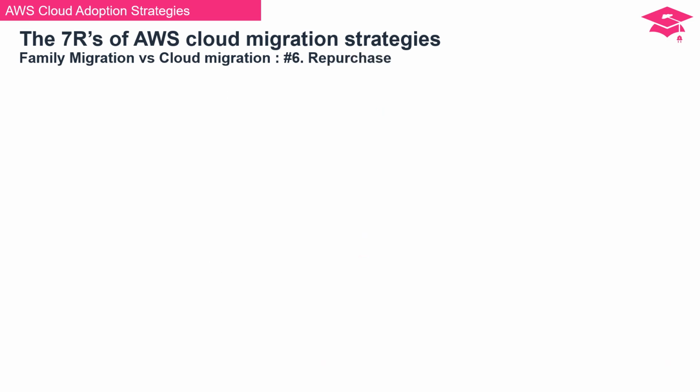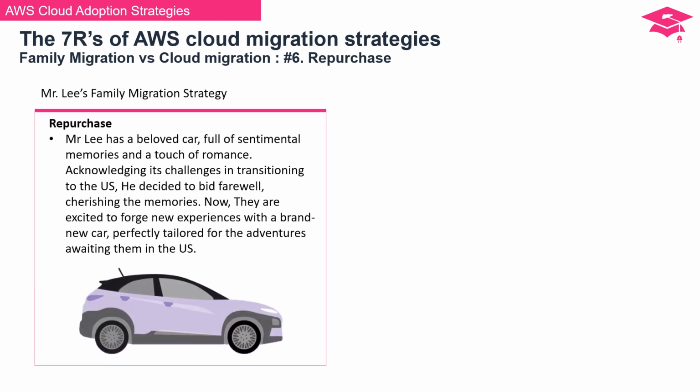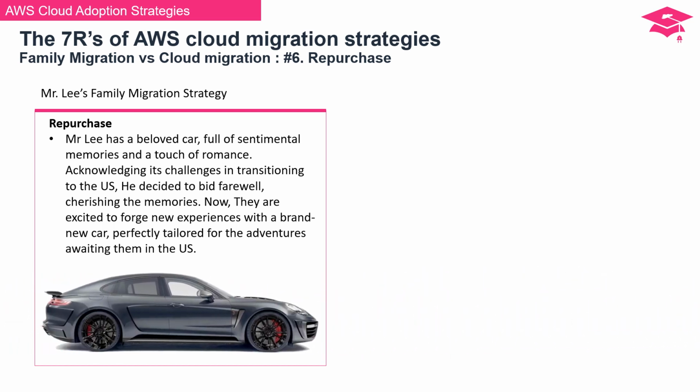Next, we explore the sixth R, repurchase. Picture Mr. Lee with a beloved car, filled with sentimental memories and a dash of romance. Recognizing the challenges it poses in transitioning to the US, he makes the heartwarming decision to bid farewell to the old companion, cherishing the memories. The family is now eagerly looking forward to crafting new experiences with a brand new car, perfectly tailored for the adventures awaiting them in the US. Oh, is that a brand new Porsche Panamera?